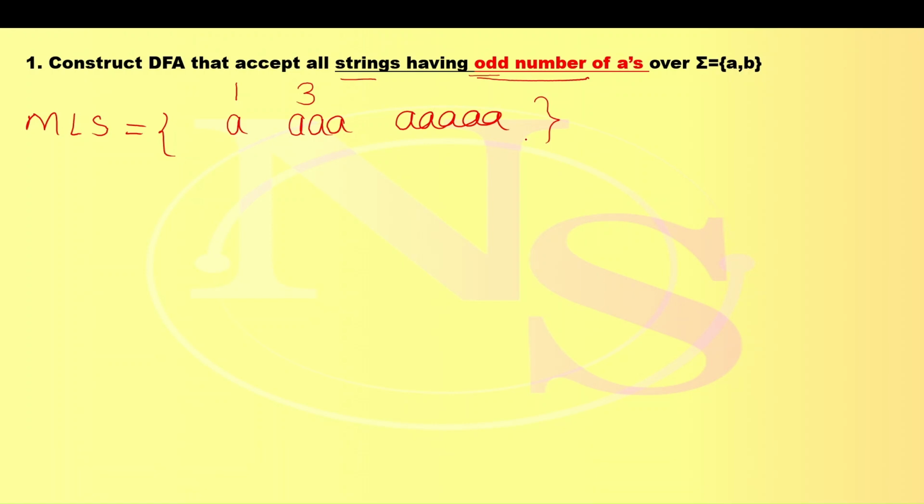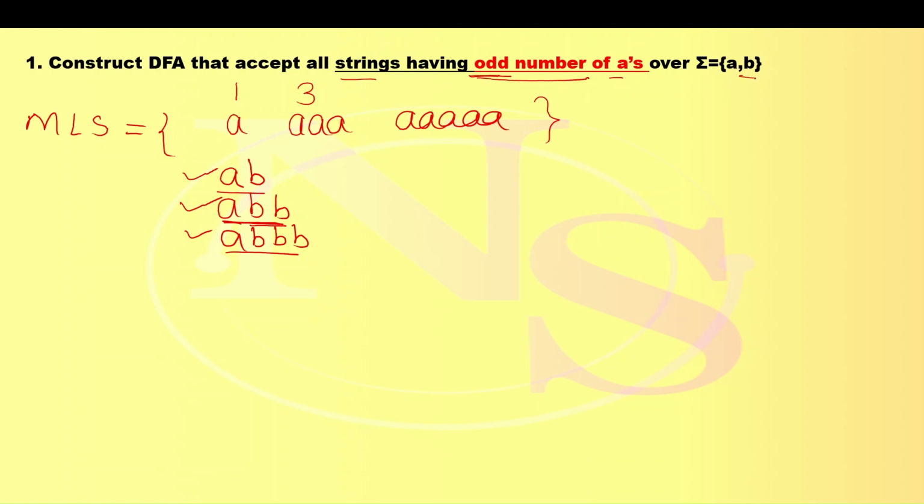There is no condition given on the B's. For example, if odd number of A means what? Single A. This is odd number of A. After this, if any B is coming, check how many A's are here? 1. We want odd number of A's, so it's a valid string. If I write 2 B's after this A, how many A's are here? Only 1. It's a valid string, odd number of A's. So if I write 1 B, 2 B's or 3 B's after this A, that is not going to matter. The string is still valid, as the condition is given on the number of A's and not on B's.